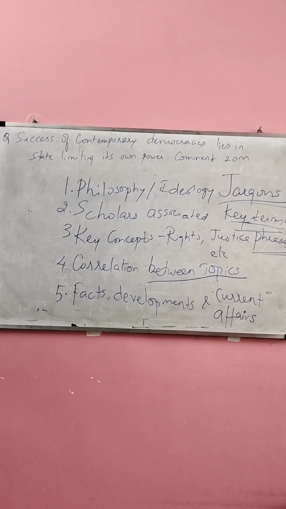Please read the question given at the top of the board. Success of contemporary democracies lies in state limiting its own power. Comment, 20 marks. 2023 question. Paper 1 comes under the theory part of PSIR. Now read the question again. Understand the question.